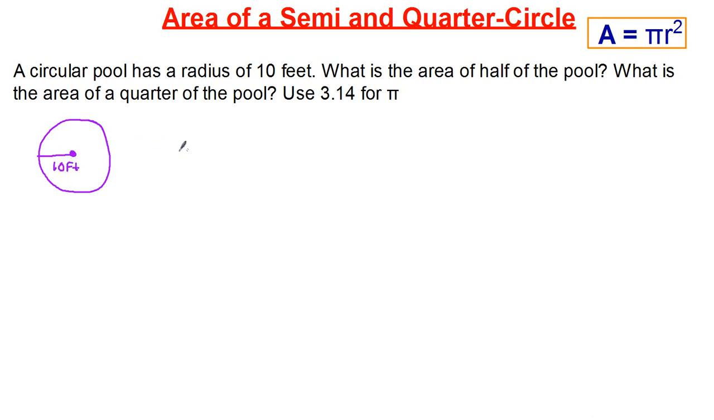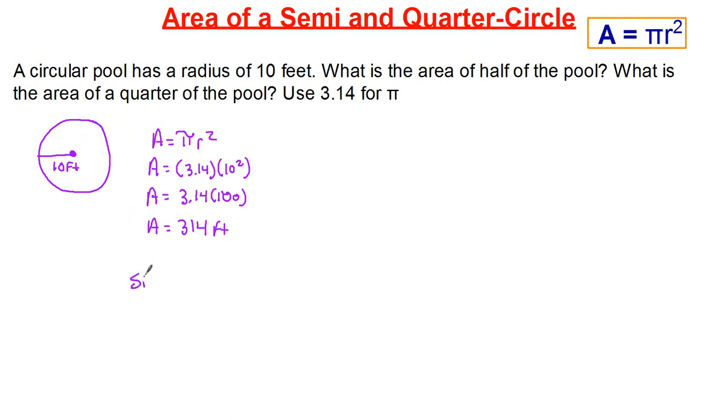Okay? Now, area is equal to pi r squared. So I know the area is going to be equal to 3.14 multiplied by 10 squared. So my area is equal to 3.14 multiplied by 100. So my area is equal to 314 feet squared. Okay? That is the area of the entire circle.